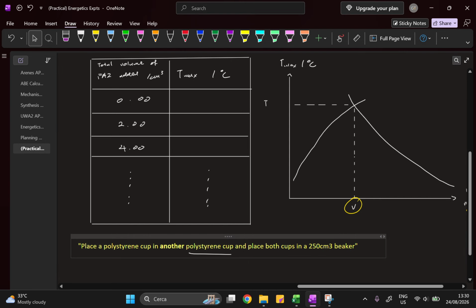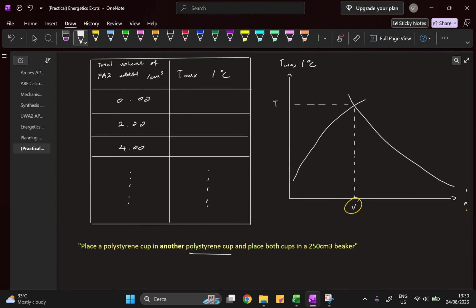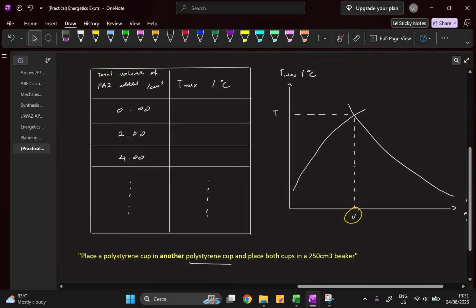When you are doing planning, I'm going to emphasize planning as well, because ultimately, if they give it to you as a practical, that's all well and good, you just follow instructions and be a good child.